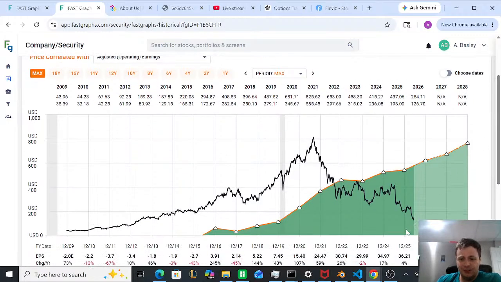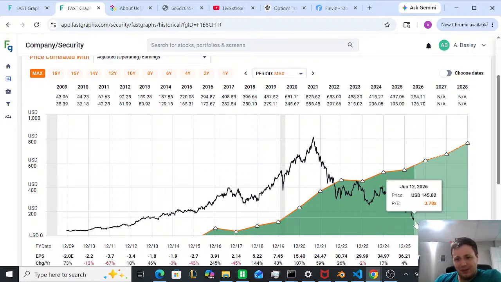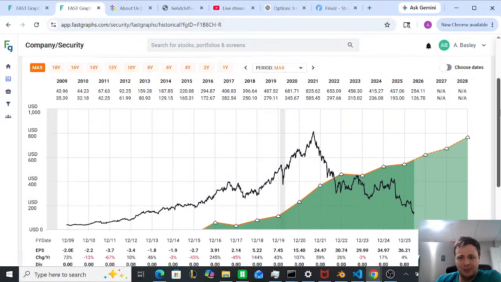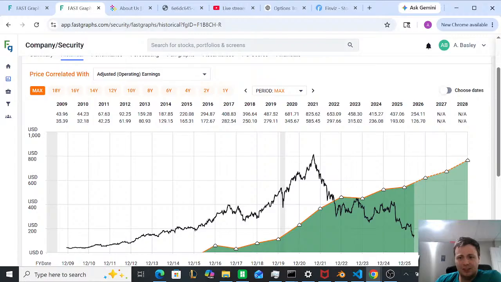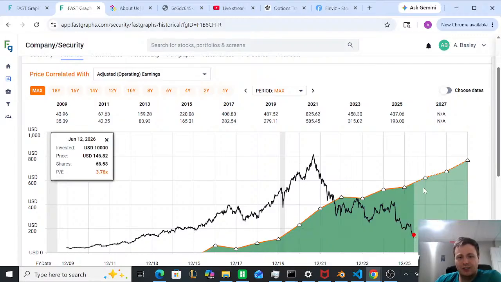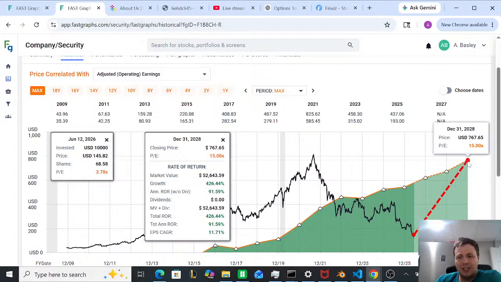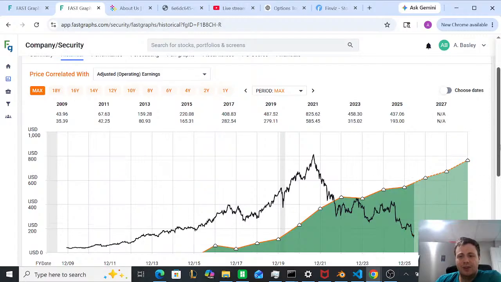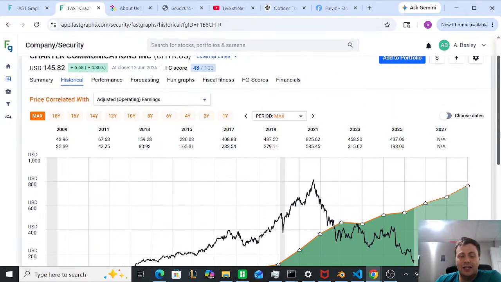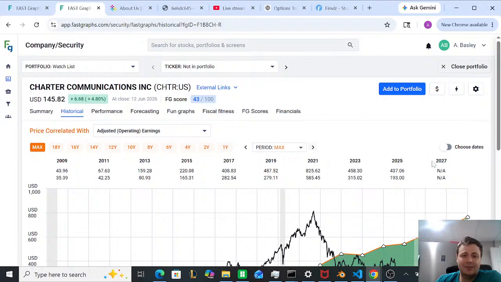So this would be an example of buy when there's fear, because we've fallen down. Or I say we because I do have a position in Charter, but the stock has cratered, and so the black line is a lot lower than the fair value line. That's my thesis on it.